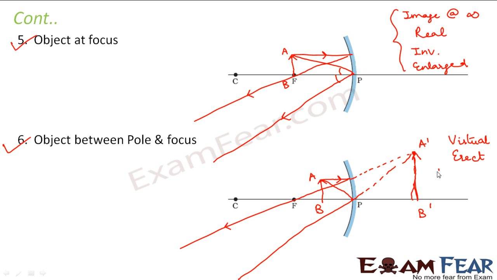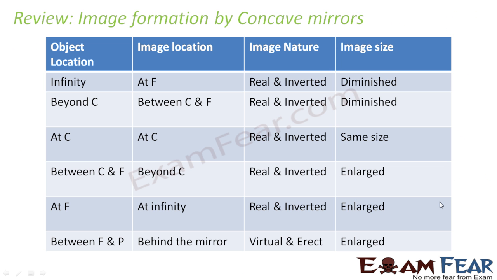What is the location of the image? In this case, the image is formed on the other side of the mirror. Till now, the image was getting formed on the same side of the mirror. Now it is formed on the other side of the mirror. What about the size of the image? It is enlarged, right? So I hope you understood how we decide the image formation by a concave mirror. That means where the image will be formed, what would be the nature of that image, what would be the size of the image. All those things can be decided with the help of ray diagrams.